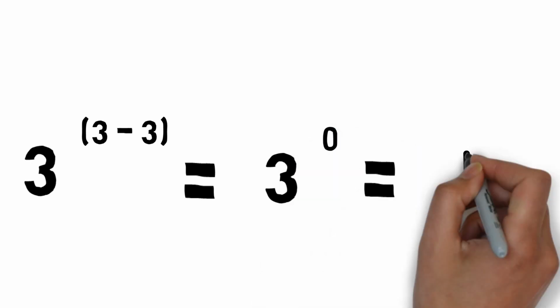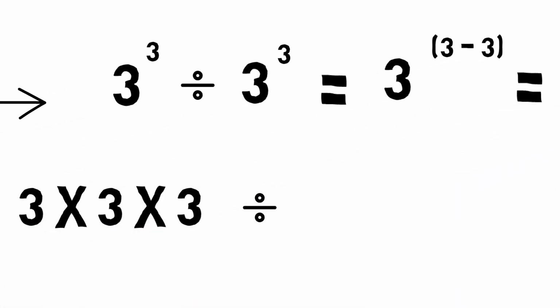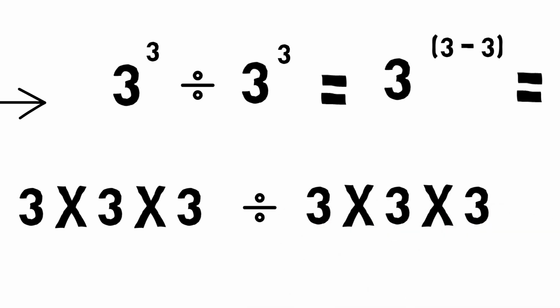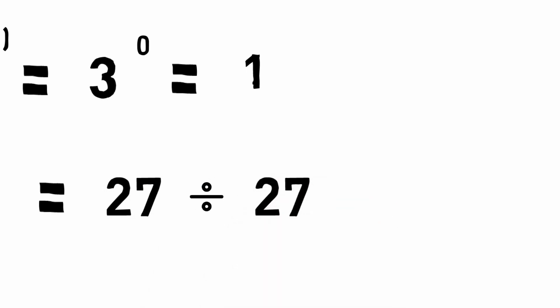If this is a little bit confusing, I'll show you a different way to think about it. 3 to the 3rd power just means 3 times 3 times 3 divided by 3 times 3 times 3. That is 27 divided by 27. If you divide any number by itself, it will always be 1. So any number to the power of 0 will always give you 1.